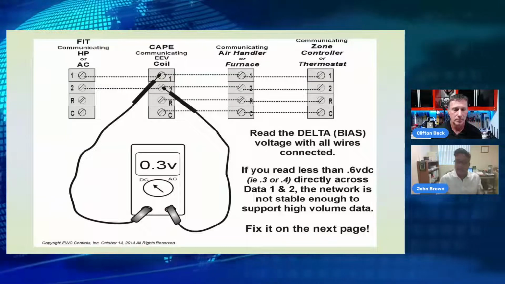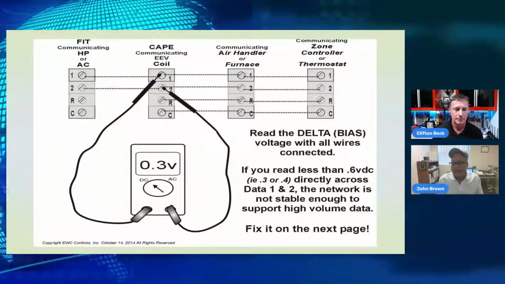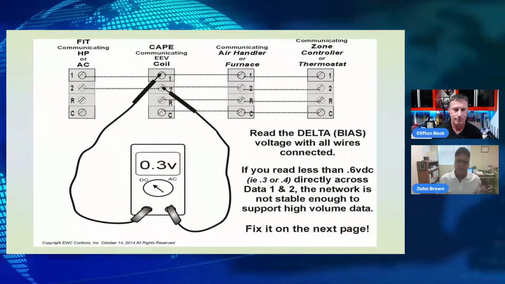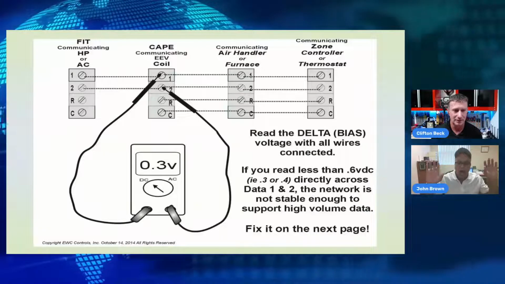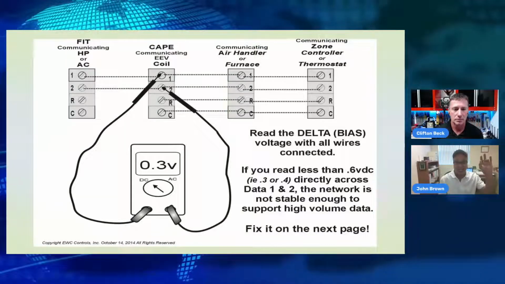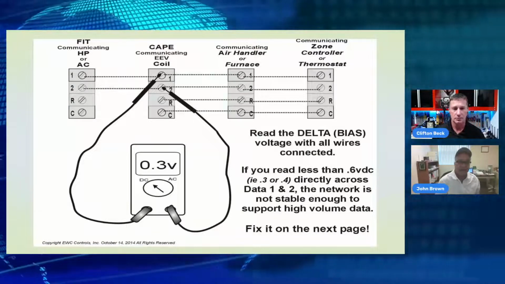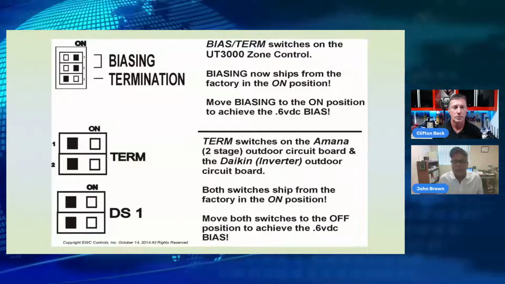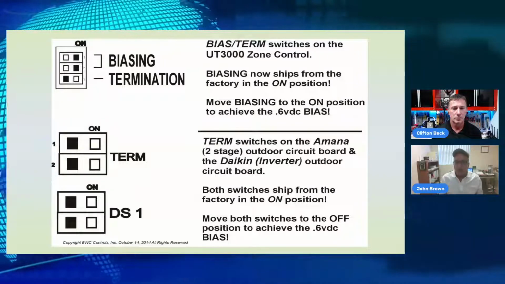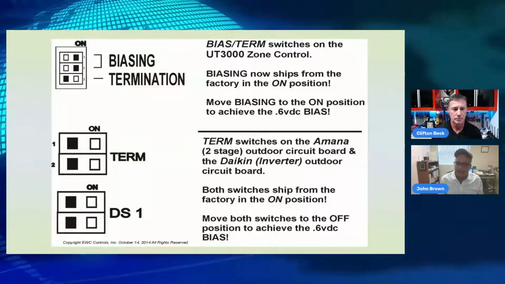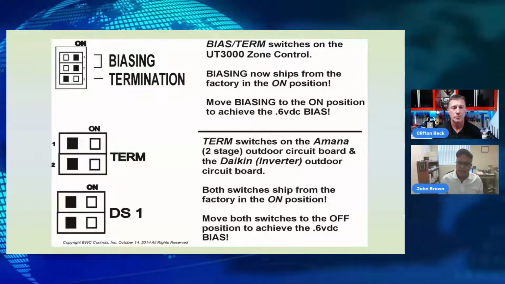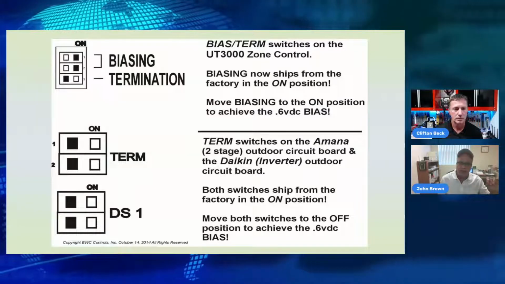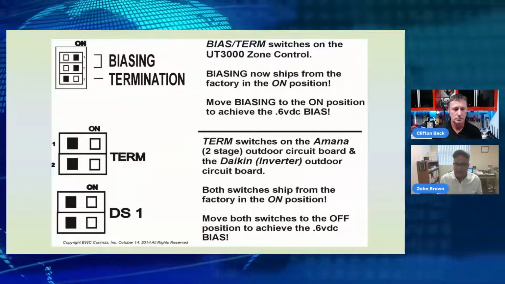It might work, but you might get intermittent issues, comm issues, bad data packets. It's best to stabilize the network for a high volume of data for lots of cars. The next page will show how to fix this. There are 2 ways to fix this. If the zone control is there, use the biasing dip switches at the bottom of the UT3000 and simply move these 2 on to the right. That will stabilize the network.